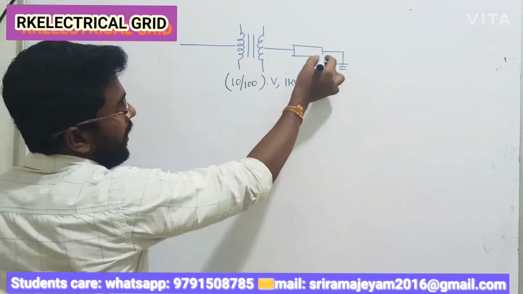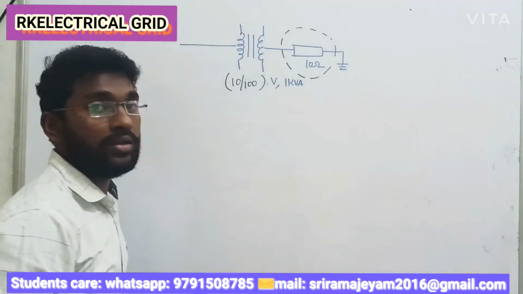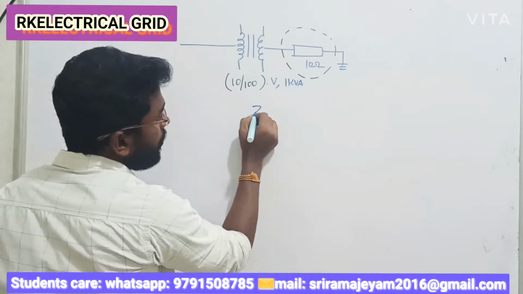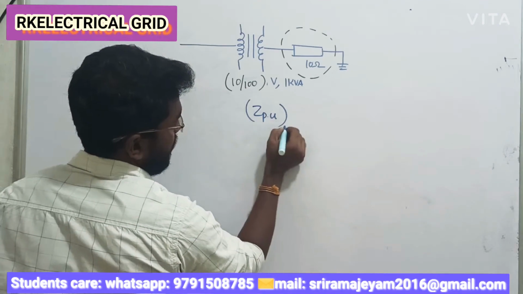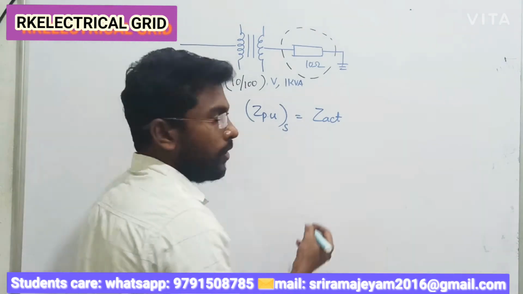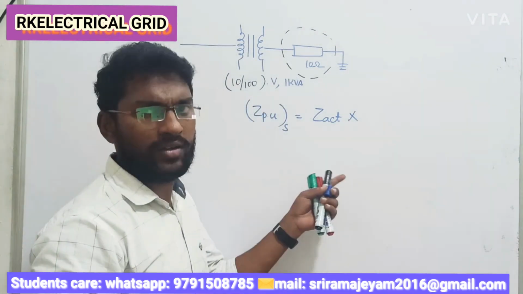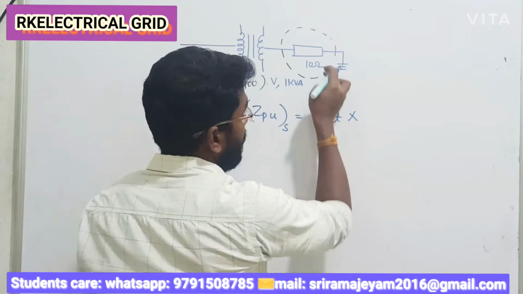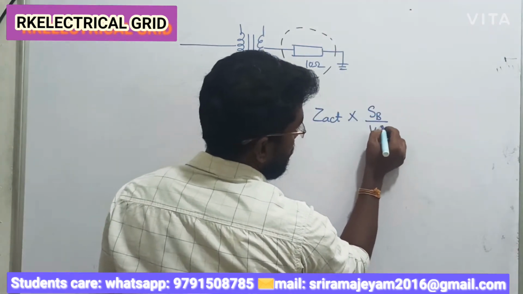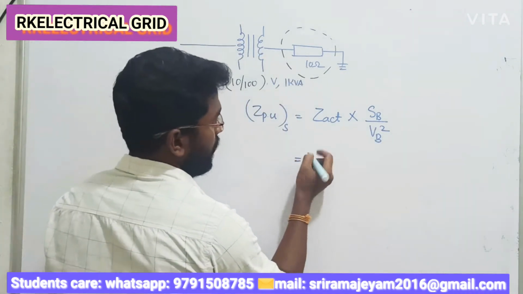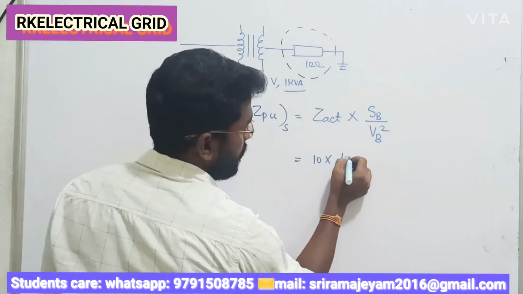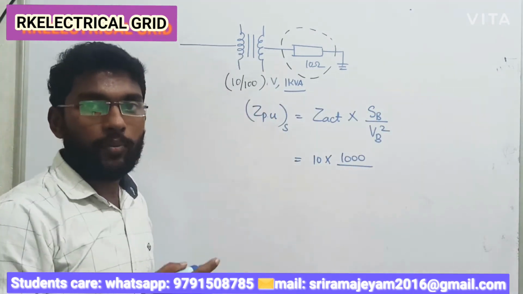Anyway, first let us estimate the per unit value of the transformer on the secondary side. For the secondary side, what will the per unit value be? What is the formula? The per unit value is Z actual, that won't change, it will be constant, right? It will be multiplied by the formula we saw, that is base power divided by V base square, right? Z actual is how much? 10, sir, into Z base. How much is it? 1 kVA means 1000, divided by V base square.